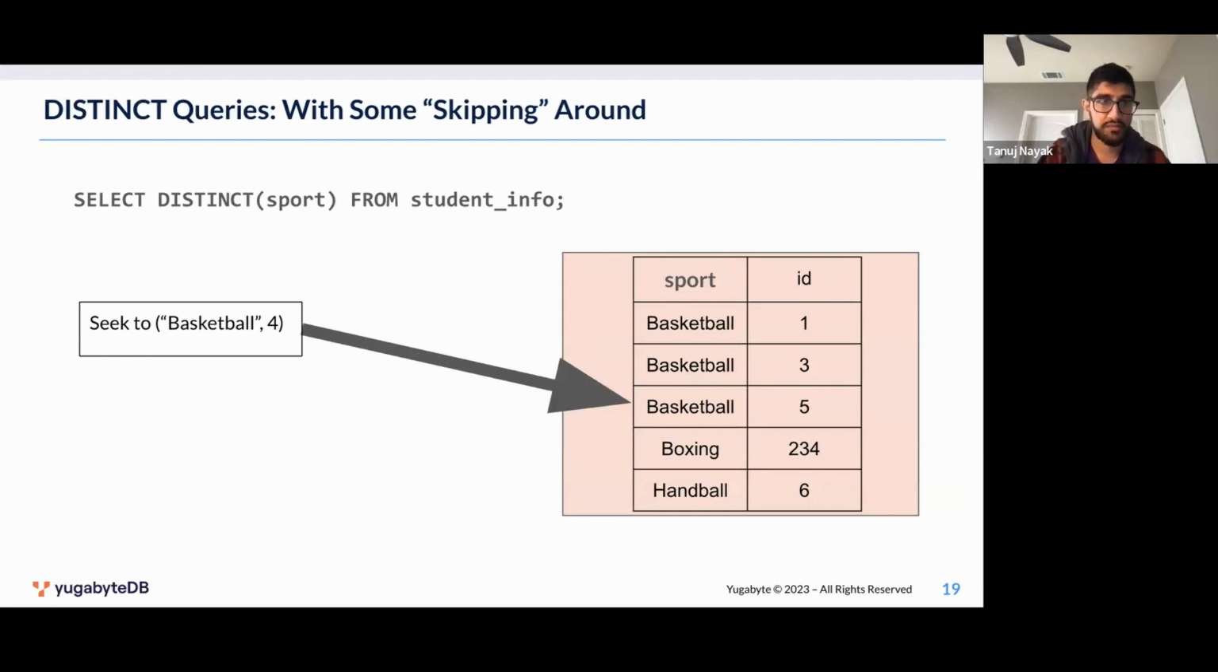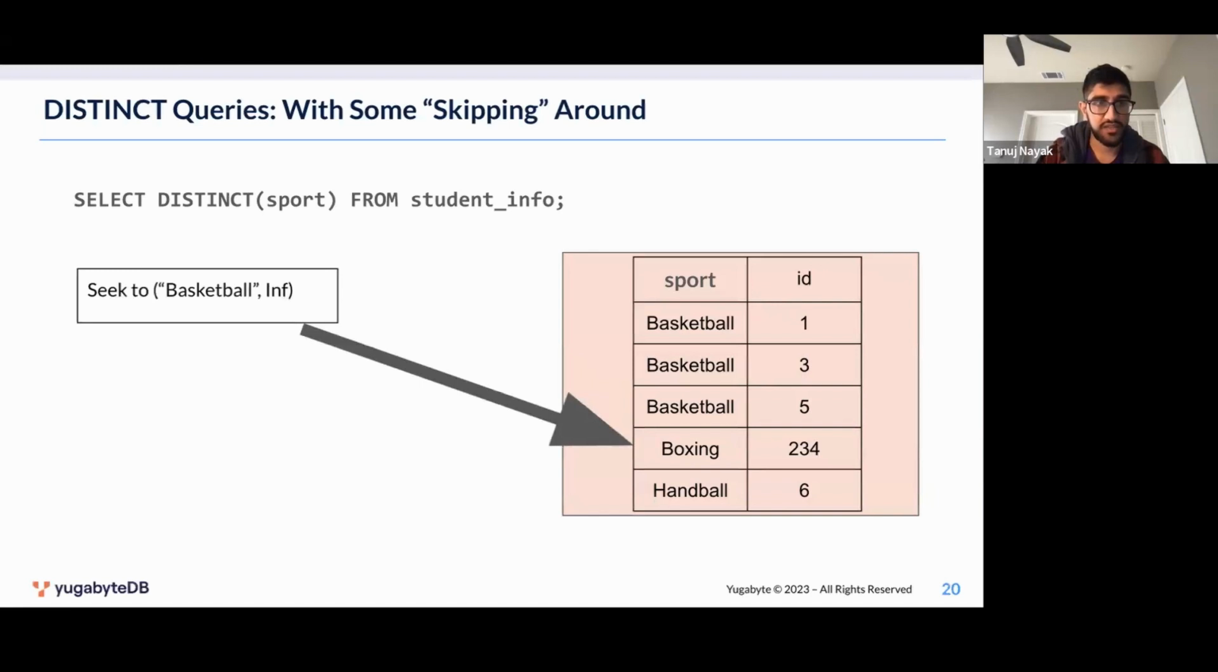Now, using this in mind, we can actually implement our skip scan. So once we end up at basketball 1, we want to determine that we want to skip all future entries of basketball now that we've seen basketball. We can maybe seek to basketball infinity, and that'll seek past all instances of basketball.